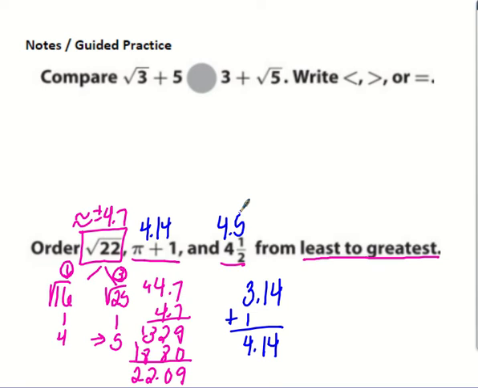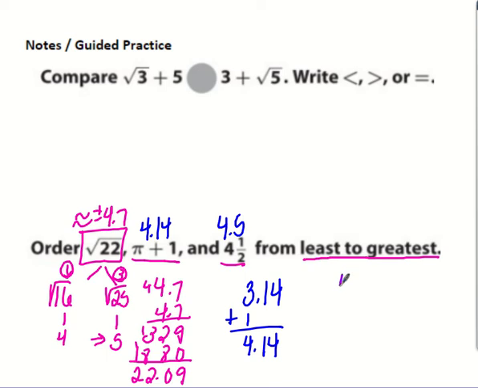Now here's where you guys got to pay attention. If we're putting them in order from least to greatest, we convert them into our decimal form so that we can compare them. But when we actually answer the question, we want to put them back in their original form. So if I look at my 3 decimals, I have a 4.7, a 4.14, and a 4.5.